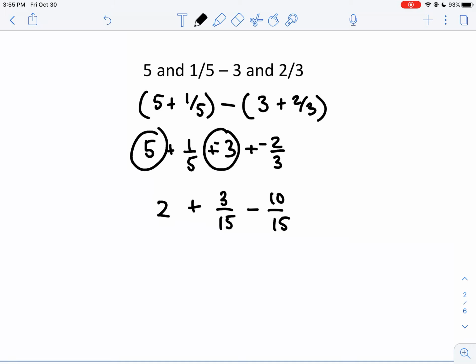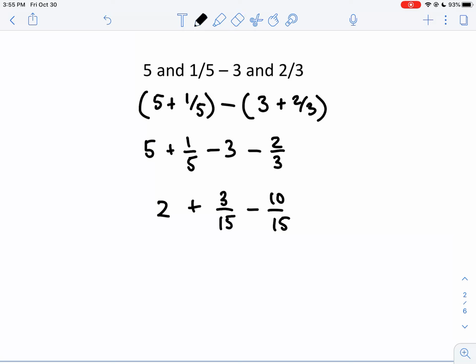All right, so I could do 5 plus negative 3 first, and then do 1/5 plus negative 2/3 second. That you're allowed to do, but I'm going to leave those in terms of subtraction. It was 5 1/5 minus 3, and then minus 2/3. I'm going to remove the 3 from the 5, right? The 5, remove the 3, gives you the 2.